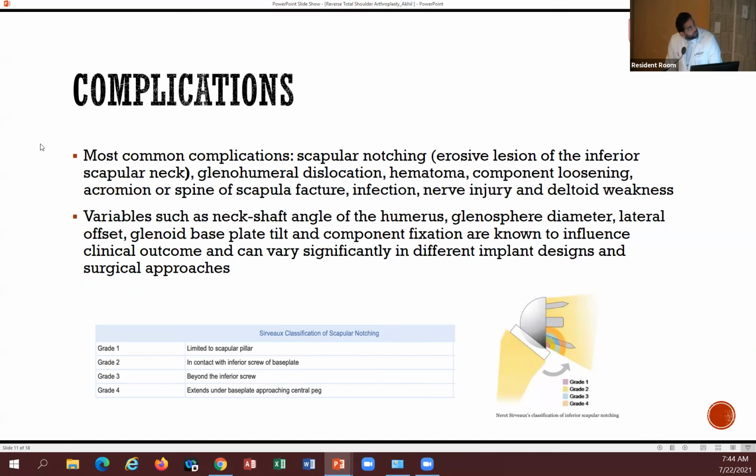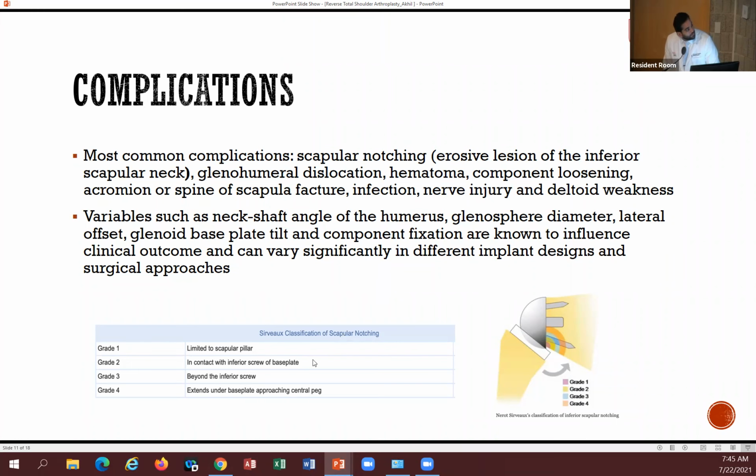These are some of the variables that are altered in terms of the procedure itself, technical variables, such as the neck shaft angle of the humerus, the diameter of the glenosphere that you're using, lateralization, also inferiorly positioning the glenosphere, the glenoid base plate tilt, as well as component fixation. These are all known to influence clinical outcomes, and consequently, there is a wide variety of outcomes between implants because you can utilize each in a very different way based on these variables.